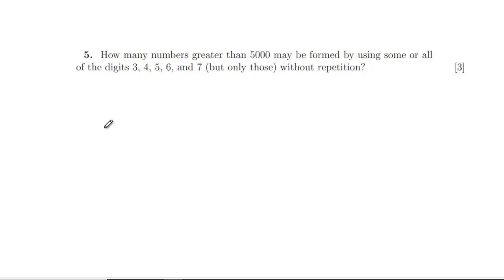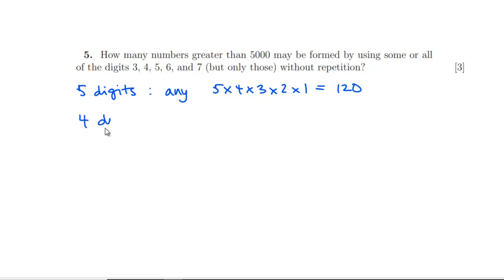How many numbers greater than 5,000 may be formed using some or all of those digits, but without repetition? Right, so if we're using all of them, then it's anything. So for 5 digits, it's any number that we can get from these. That is going to be 5 times 4 times 3 times 2 times 1, which is 120. So we've got 120 off of those.